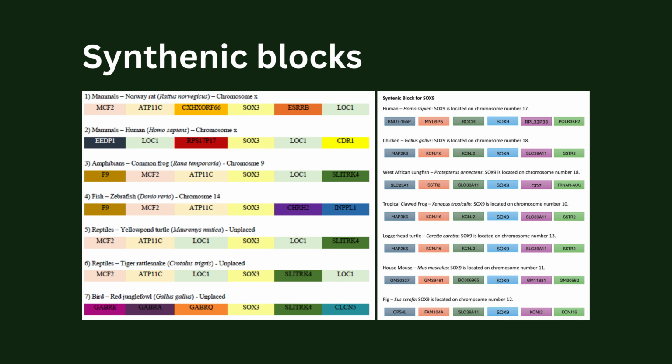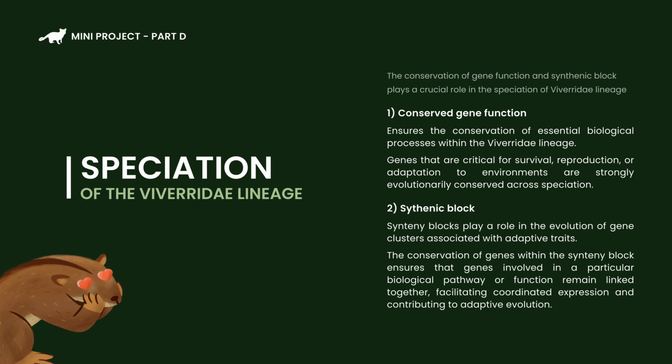Next, this is our synteny blocks for SOX3 gene and SOX9 gene. Conserved gene function is a critical aspect related to the speciation of the viverrid lineage by ensuring the conservation of essential biological processes within this lineage. Genes that are crucial for survival, reproduction, and adaptation to environments are strongly evolutionarily conserved across speciation events. These conserved genes are then passed down to the offspring, playing a pivotal role in shaping the characteristics of the viverrid lineage after its divergence from other groups.